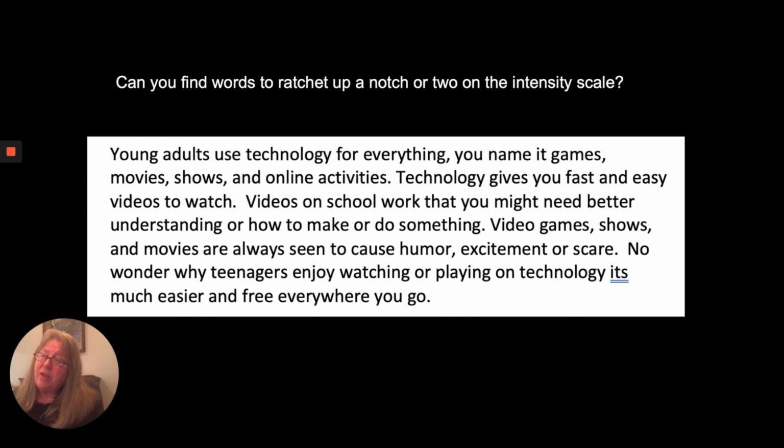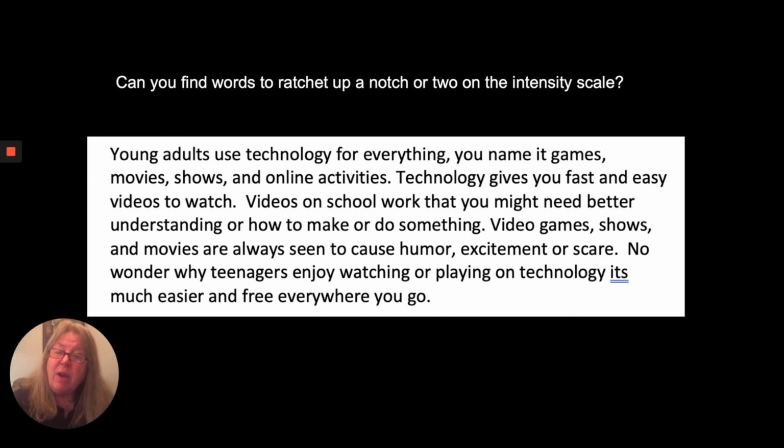Here's another thing you could do. Give students a paragraph and ask them to find the words that they could ratchet up on that scale. "Young adults use technology for everything. You name it, games, movies, shows, online activities. Technology gives you fast and easy videos to watch. Videos on schoolwork that you might need better understanding or how to make or do something. Video games, shows, and movies are always seen to cause humor, excitement, or scare. No wonder why teenagers enjoy watching or playing on technology. It's much easier and free everywhere you go."